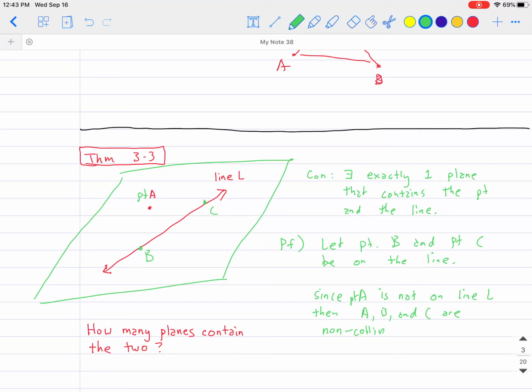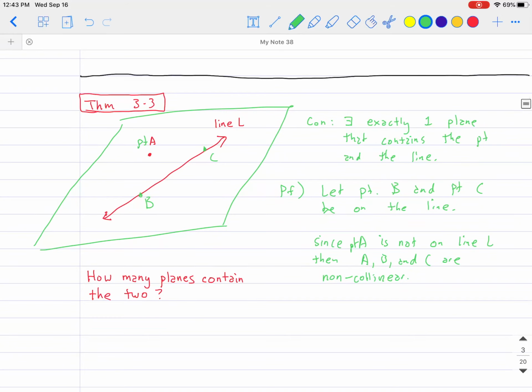Non-collinear. And I think that's the key right there, because as soon as we have 3 points that are non-collinear, then by postulate number 7, the one we just talked about, there exists exactly one plane that contains them, contains the point A and line BC. And right there, there's your proof.